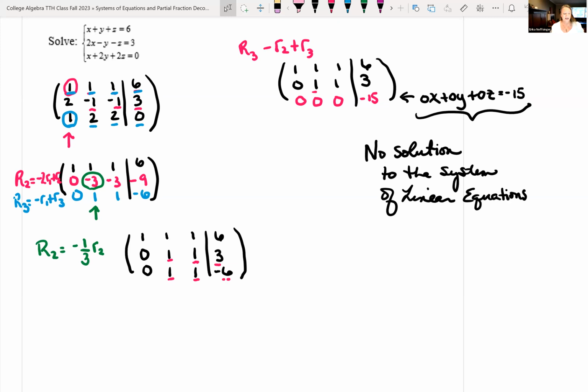We'll see systems of linear equations again when we look at partial fraction decompositions, where we're going to take a complicated fraction and rewrite it as a sum or difference of multiple fractions. So you'll get a chance to see this a little more in another video.